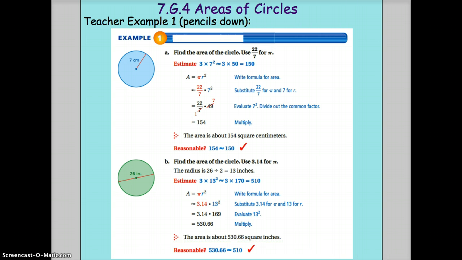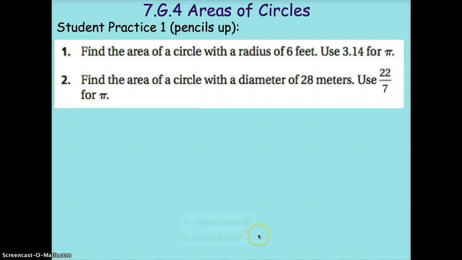Okay, let's go ahead and go on to the first student practice. Find the area of a circle with a radius of 6 feet. Use 3.14 for pi. And for the second problem, find the area of a circle with a diameter of 28 meters. Use 22/7 for pi. Watch out for number 2. You are given the diameter, not the radius. Go ahead and press pause, press play when you're ready to see your answers.